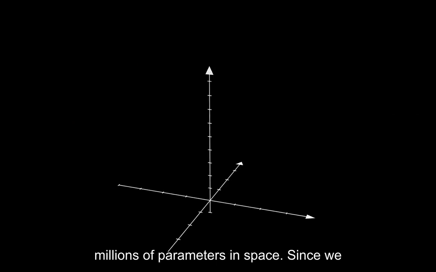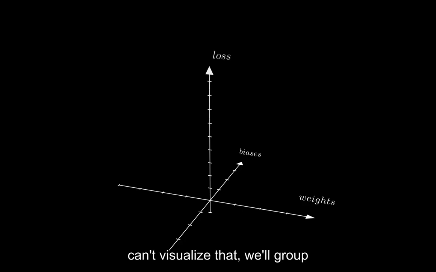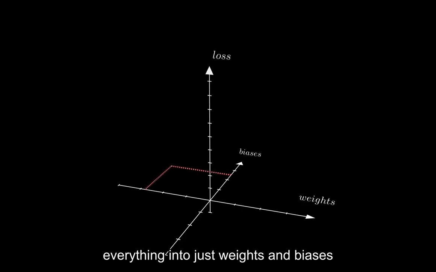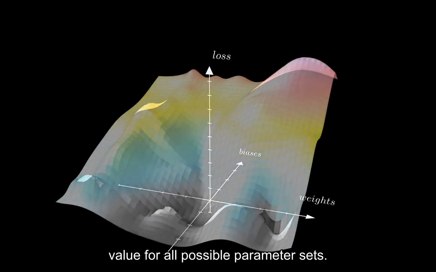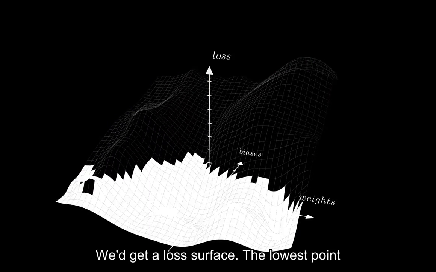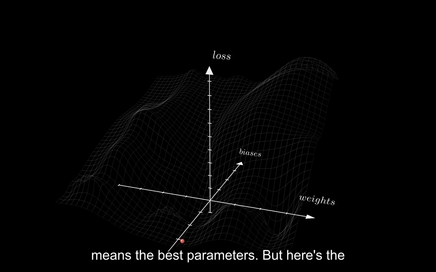A real network has millions of parameters in space. Since we can't visualize that, we'll group everything into just weights and biases and let the z-axis represent the loss. For any parameter set, we get one loss value. For all possible parameter sets, we'd get a loss surface. The lowest point means the best parameters.